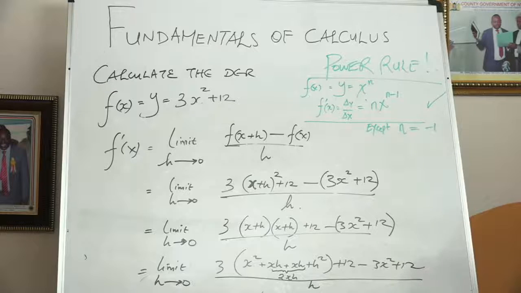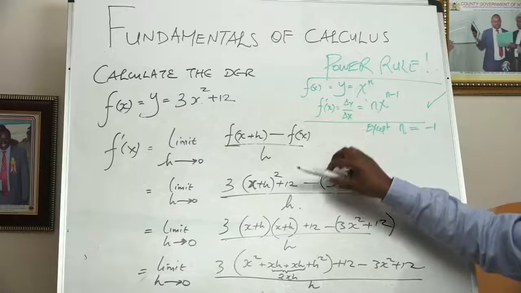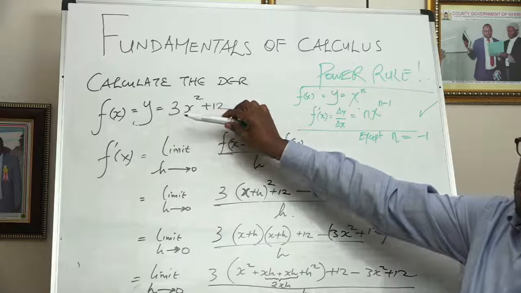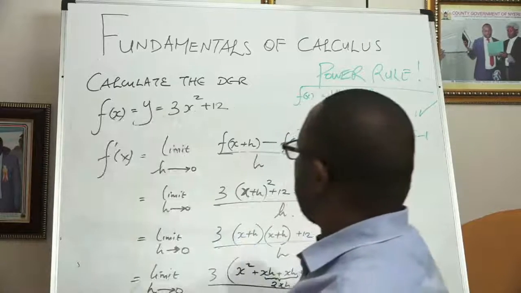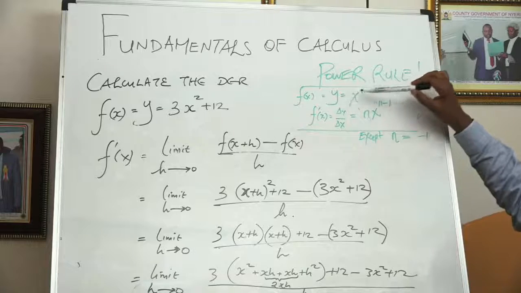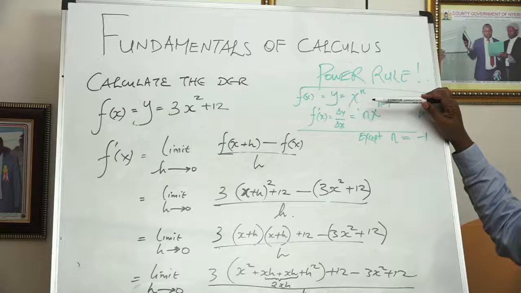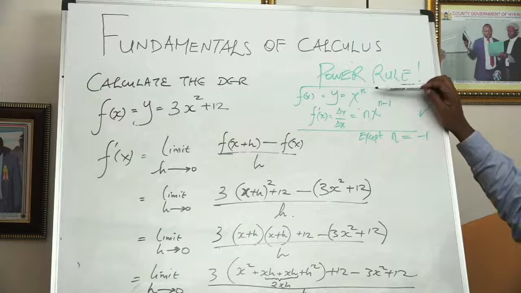I repeat, in order to avoid all the headache here, which was important for you as master students and researchers in the medical field, you need to understand the background and the application of differential calculus. However, to simplify your work, when you are given the function or the model of the equation, then you can use the power rule: if y is equal to x power n, then the derivative, which is a gradient, which is the rate of change, will be, you bring n in front of x, multiply by x, then the power will be n minus 1.